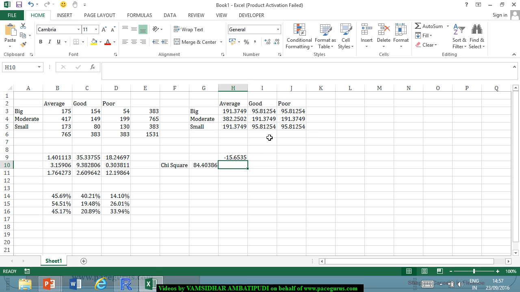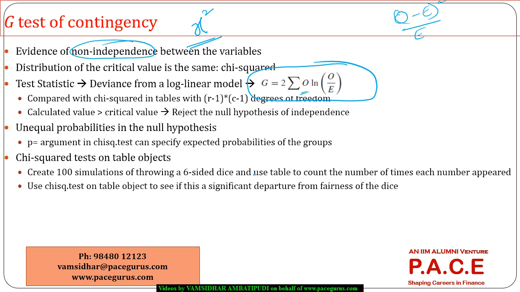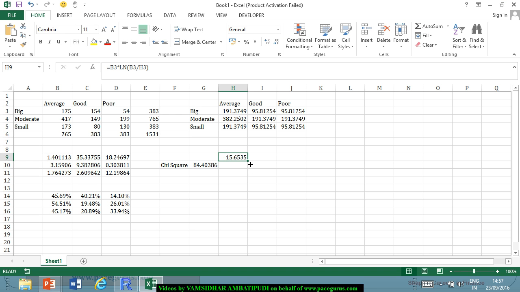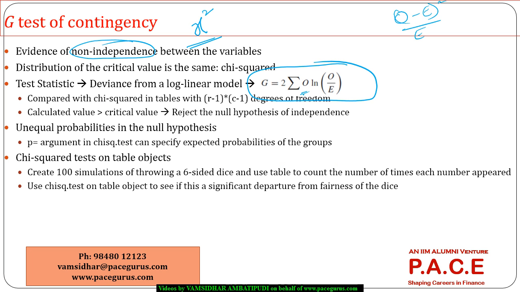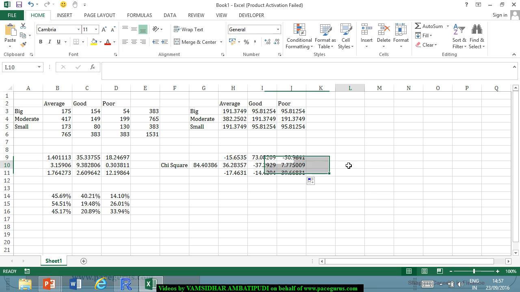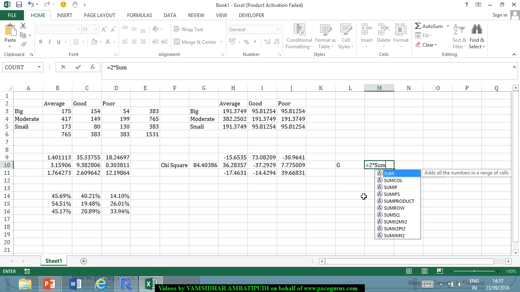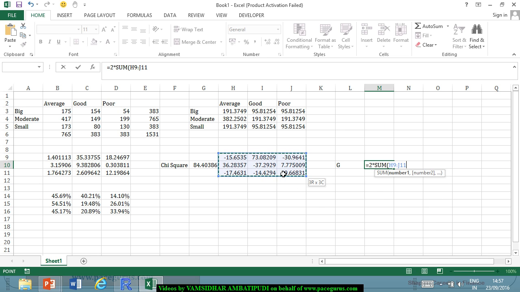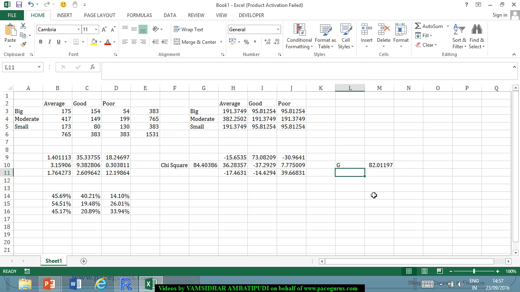Right? So this is the computation: observed multiplied by the logarithm of observed divided by expected. We are doing it for all these values and adding it up and multiplying it by 2 to get my g value. So to compute the g, we say 2 multiplied by the summation of all these values. The g is coming out to 82.